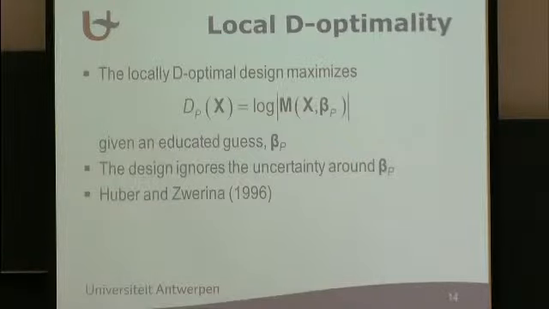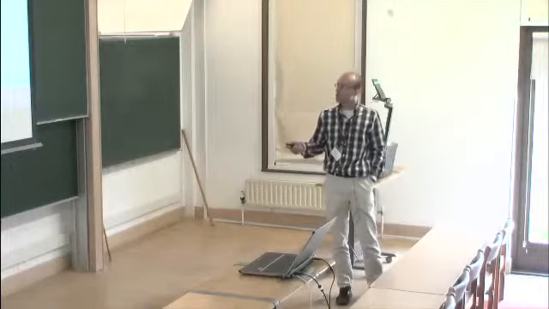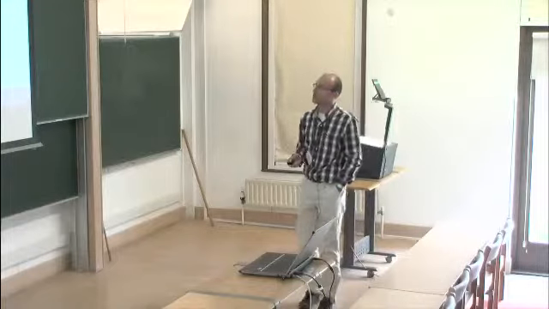back in 1996. That approach is nice in the sense that it incorporates prior information in your construction of a good design for choice experiments. A negative point about this approach is that it completely ignores the uncertainty that you have about your prior information, because you use a point estimate, just a single educated guess for your betas.